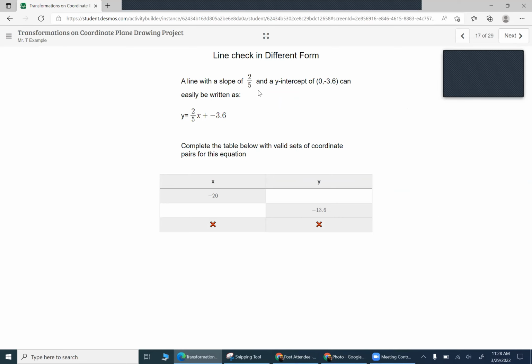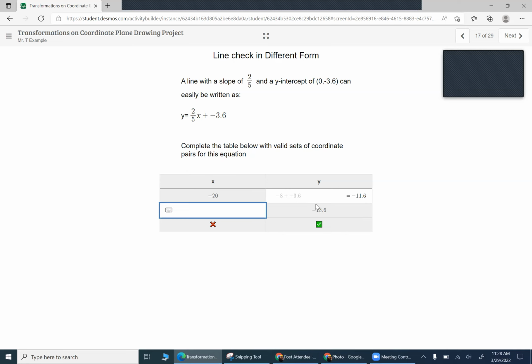And then finally, this is just to check. This has a slope of -2/5 x plus -3.6. So if I plug in -20, -20 times 2 is -40, divided by 5 is -8. So -8 and -3.6, -8 plus -3.6. That's right. And then this is, I'm having to work backwards.